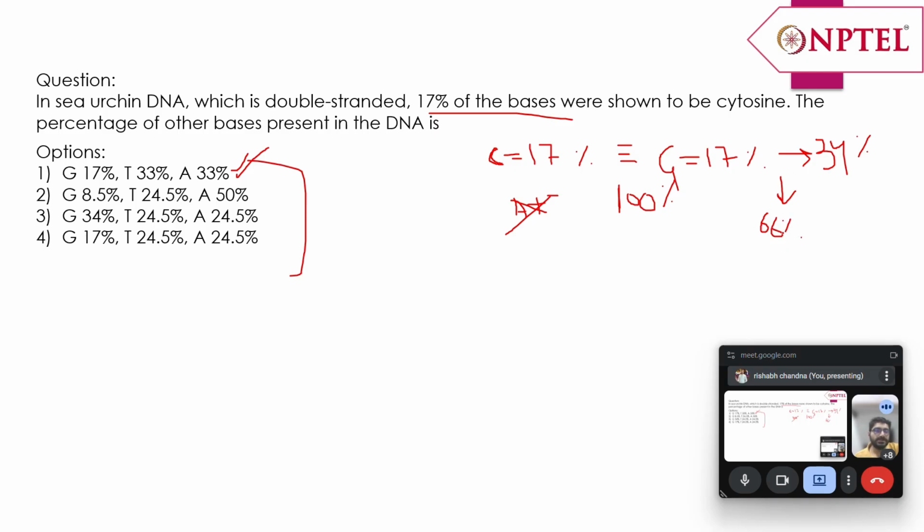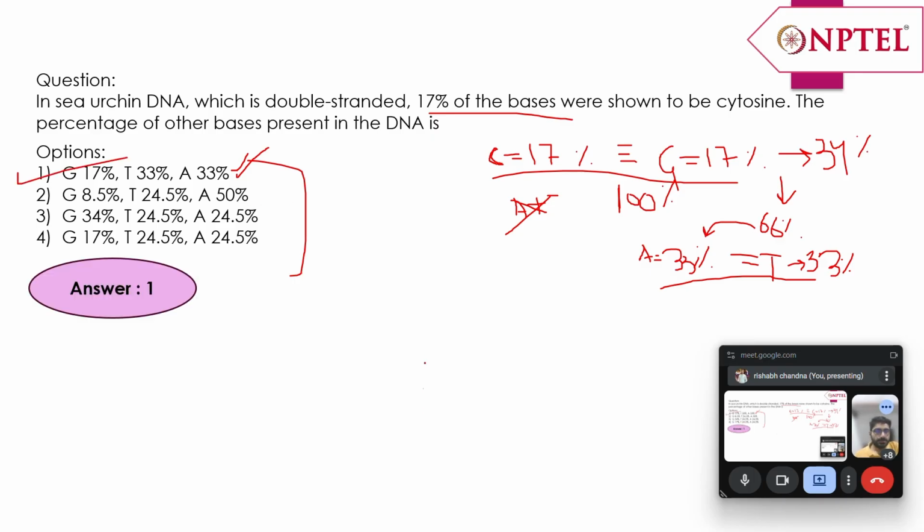Out of the 66%, the A would be half, that is 33%. And because it would be binding to T with a double hydrogen bond, T would be equal to 33%. So the C and G would each be 17% and A and T would each be 33%. So the correct option would be option number 1. Does anybody have any doubt?